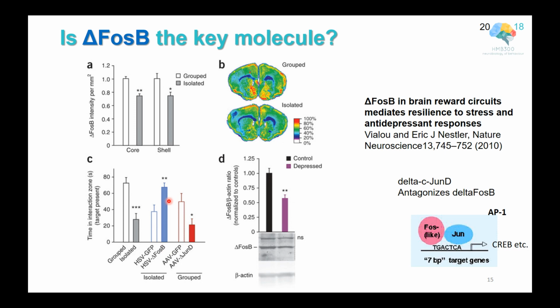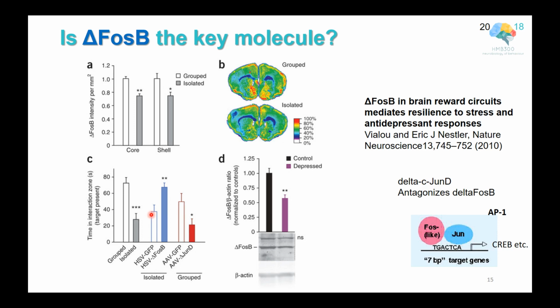Have I lost you so far? Not yet. Okay, I'm going to start losing you any second now, so bear with me. We introduce the HSV virus, the herpes simplex virus. It infects neurons incredibly well, and we are using it to deliver GFP. It's just a marker showing that these neurons have been infected; they now glow green with GFP. Does it make any difference to their social interaction? If they've been isolated, no, they still do not interact. Clear on that one? Good? Thank you.